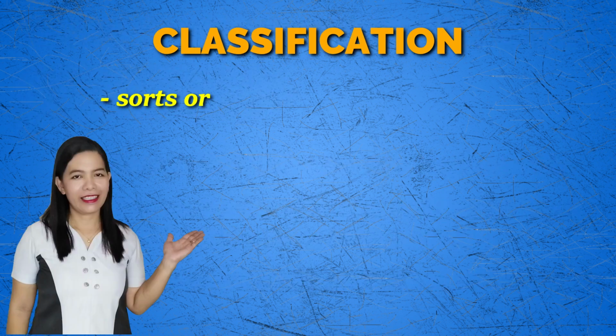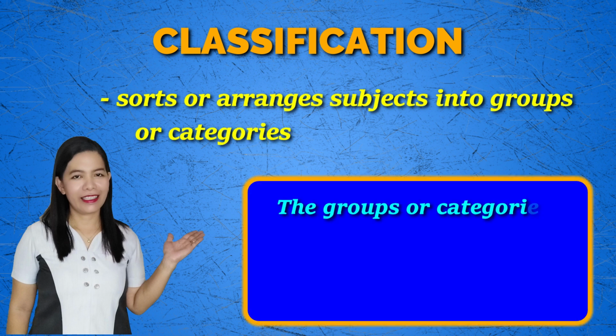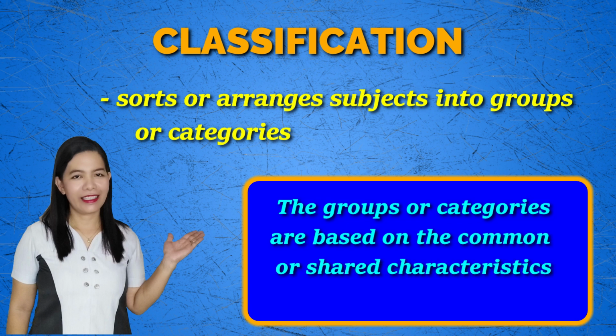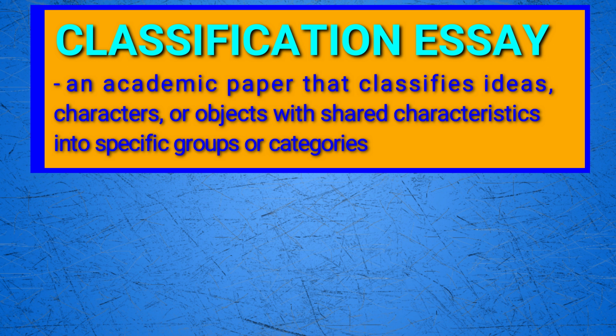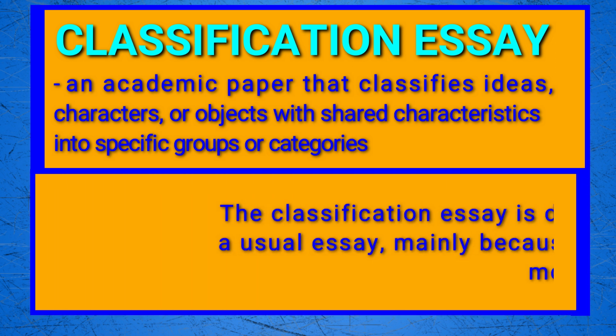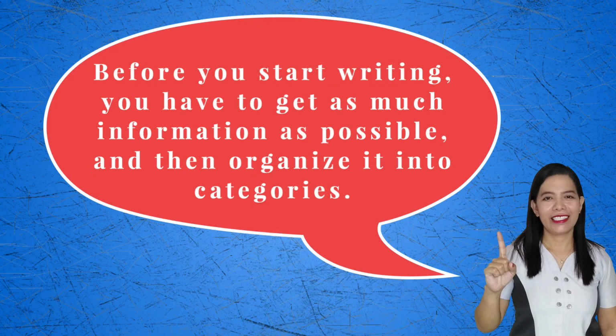Classification. This sorts or arranges subjects into groups or categories. The groups or categories are based on the common or shared characteristics of the subjects. Classification essay is an academic paper that classifies ideas, characters, or objects with shared characteristics into specific groups or categories. The classification essay is different than a usual essay, mainly because it involves more research. Before you start writing, you'll have to get as much information as possible and then organize it into categories.